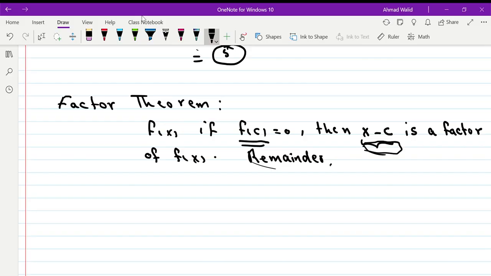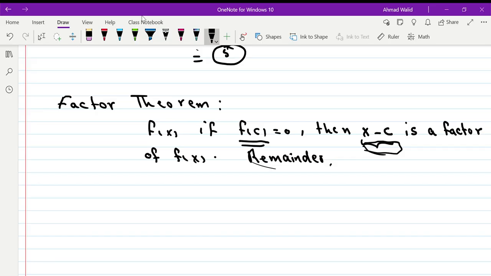It's a very important theorem. We will use it later in an example. I will use this theorem to factor a polynomial that you cannot easily factor, a cubic polynomial that you don't even know how to factor. I'm using synthetic division and I will factor it.